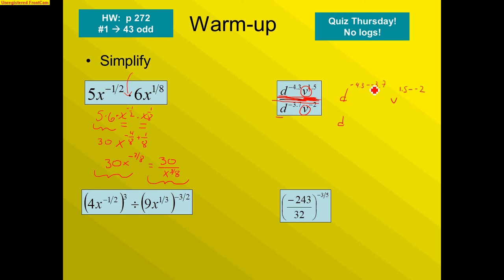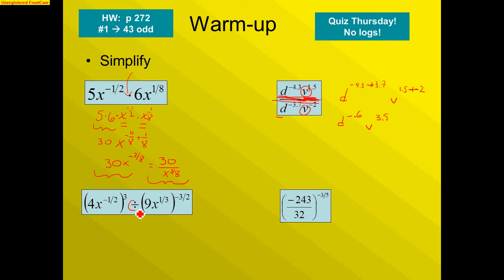So I get D to the negative 0.6, V to the 3.5. Since my original problem came with decimals in the exponent, I can leave it. But as a rule, if my exponents are rational, you leave your answers rational. If your exponents are decimals, you leave your answers as decimals.